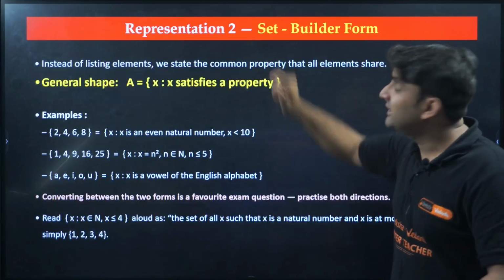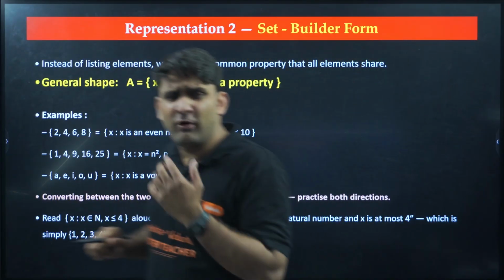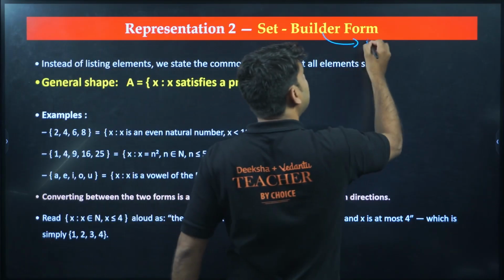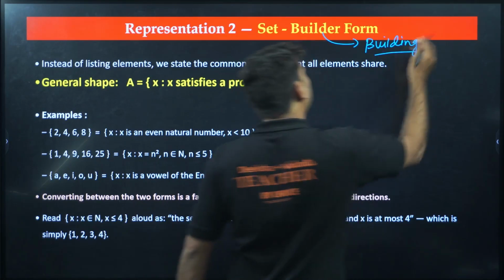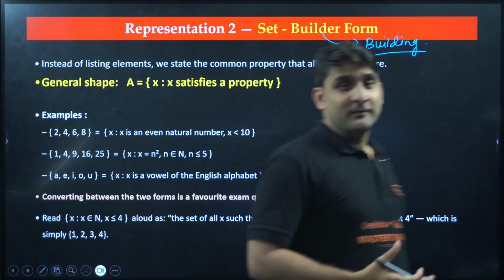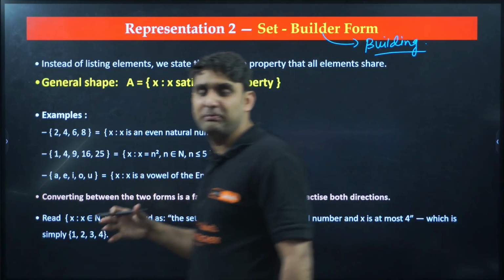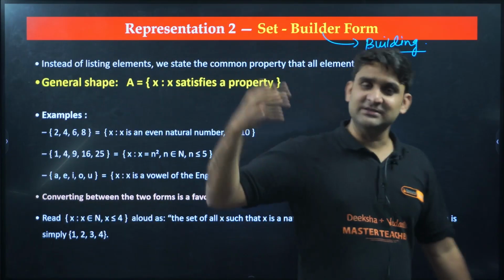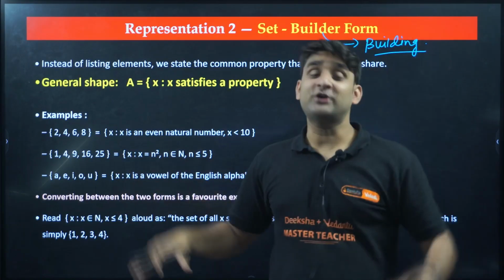Moving ahead, the second representation of a set is set builder form. What is builder form? My dear, listen, I am giving a short trick. Builder form means building, and a building is what? Structure. To get a flat apartment, with interior design and a modular kitchen, those are secondary things. First you have to make the structure, the building.